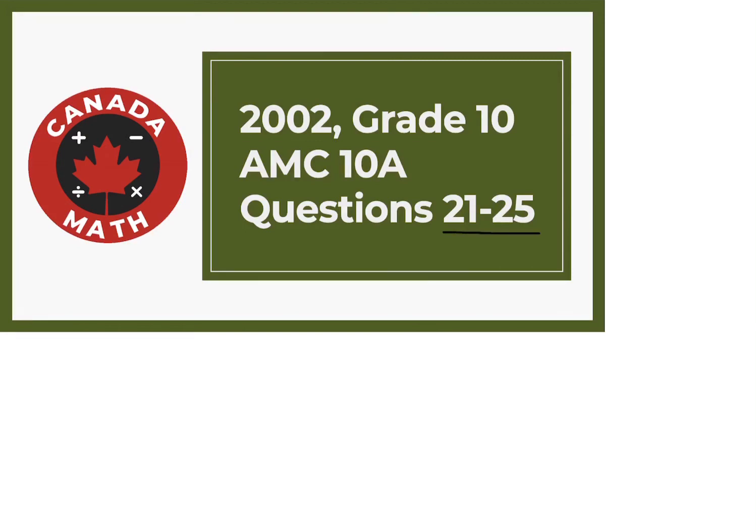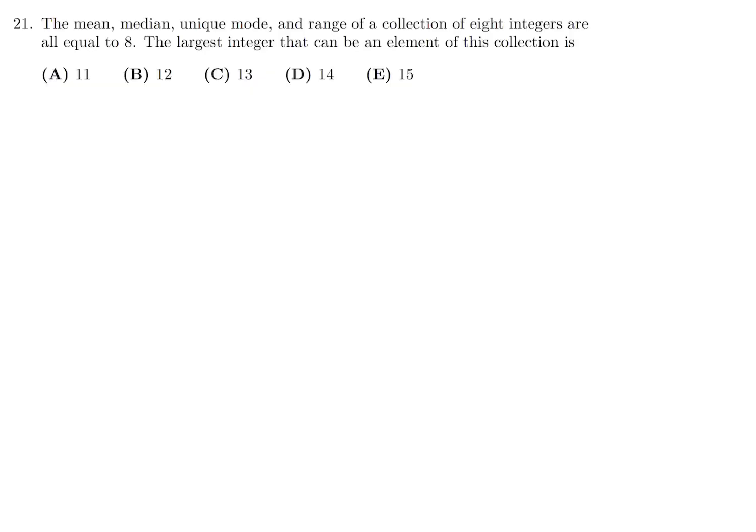Questions 21 through 25 of the 2002 AMC 10A. The mean, median, unique mode, and range of a collection of 8 integers are all equal to 8. The largest integer that can be an element of this collection is.